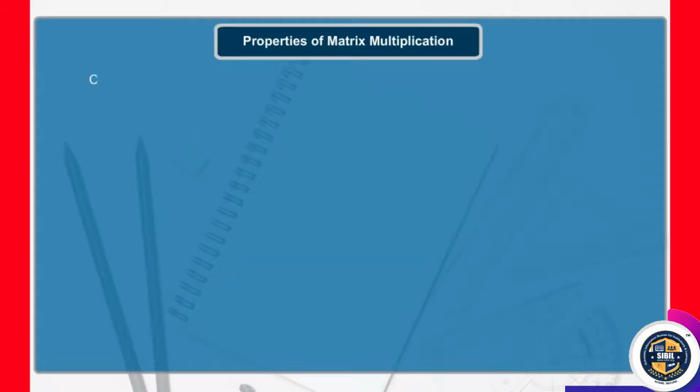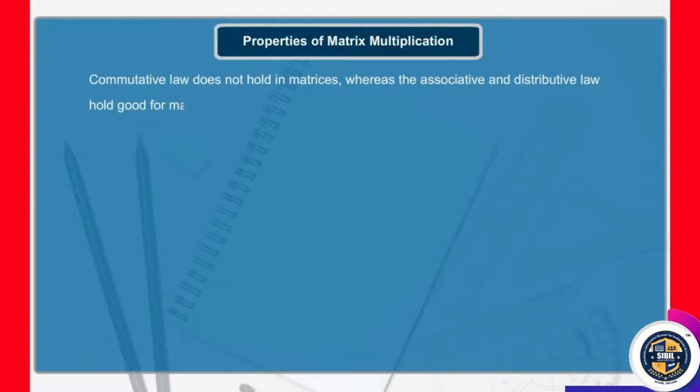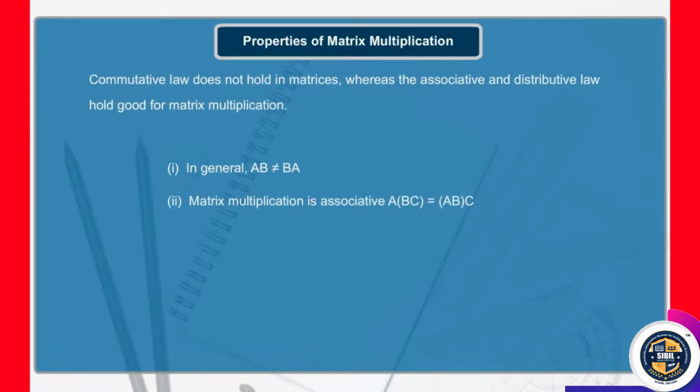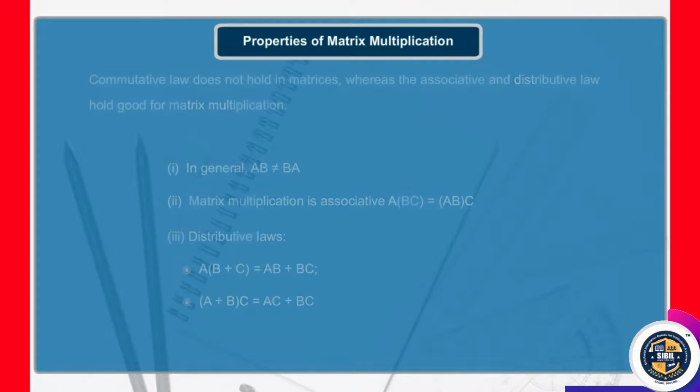Properties of matrix multiplication. The commutative law does not hold in matrices, whereas the associative and distributive laws hold good for matrix multiplication. In general, A into B is not equal to B into A. Matrix multiplication is associative: A into B into C is equal to A into B into C. Distributive laws: A into B plus C is equal to AB plus AC, or A plus B into C is equal to AC plus BC.